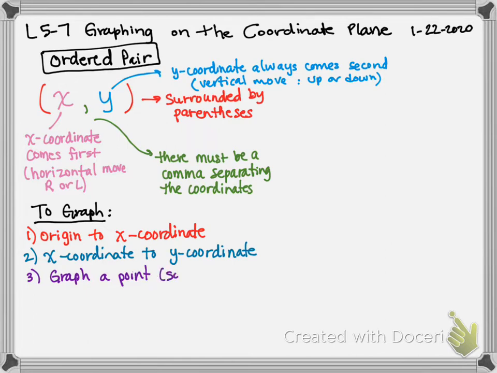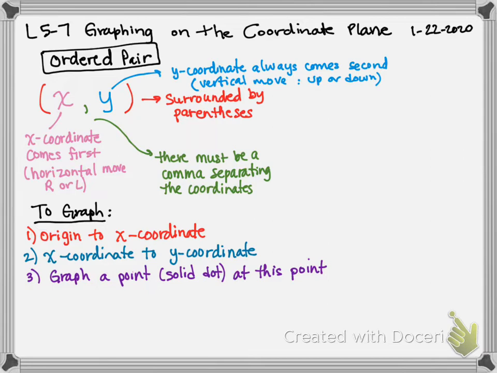And that's going to be a solid dot. Make it large so we can see it at this point. So at this point I've made a right-left move from the origin, and then from that point gone up or down, and that's where I'm going to graph.